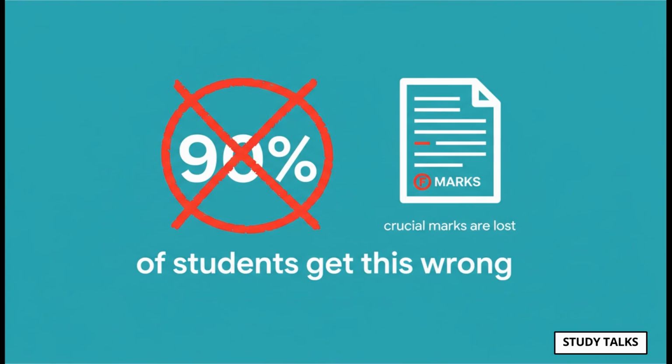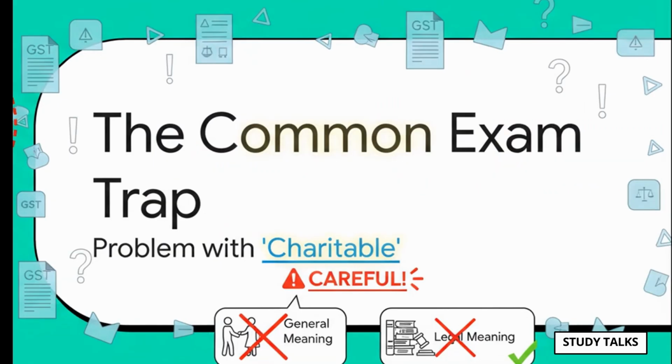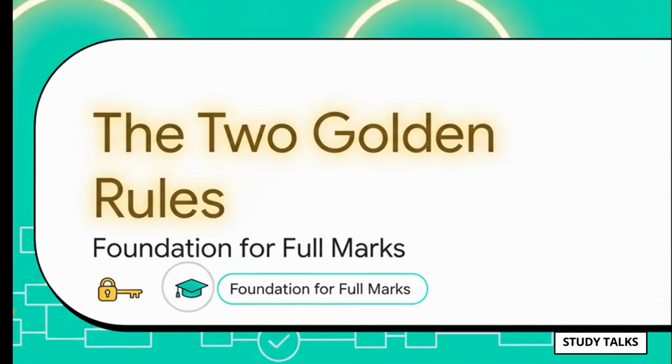So let's break this thing down. So here's the deal. The whole trap hinges on one single word, charitable. In our everyday conversations, charitable means one thing, right? But in the world of GST, oh no. It has a very specific, very narrow, and legally defined meaning. And just assuming the everyday meaning is probably the single biggest mistake you can make on this topic. So how do you sidestep this trap? How do you guarantee you get full marks on any question about this? It's simple. You just have to remember 2 golden rules.